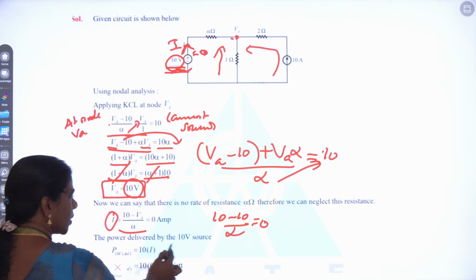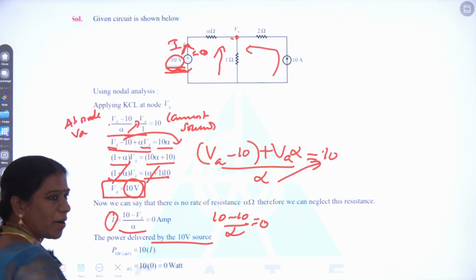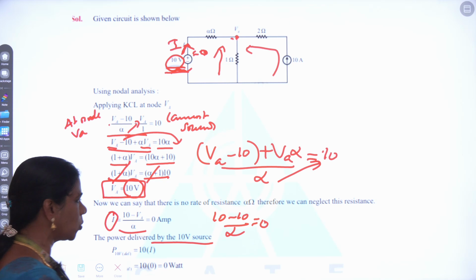Now what will be the power delivered by the 10 volt source? Power is given by the formula V into I.